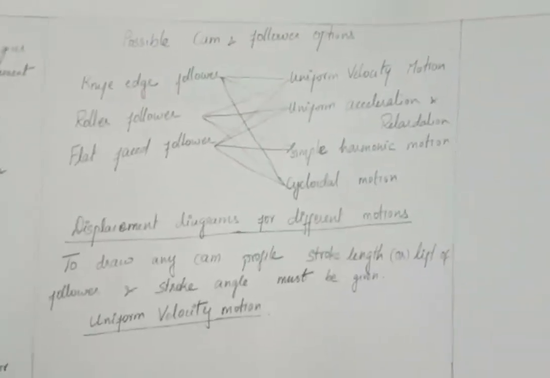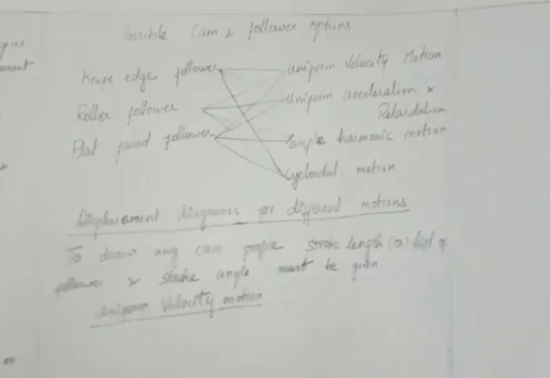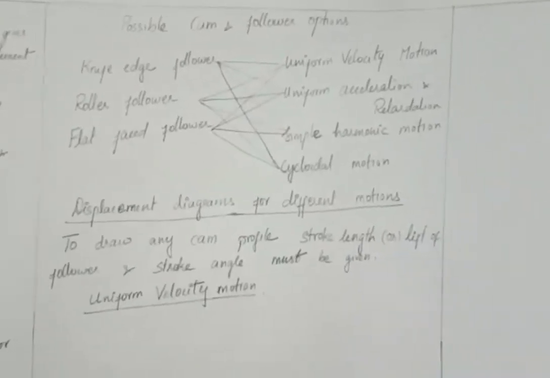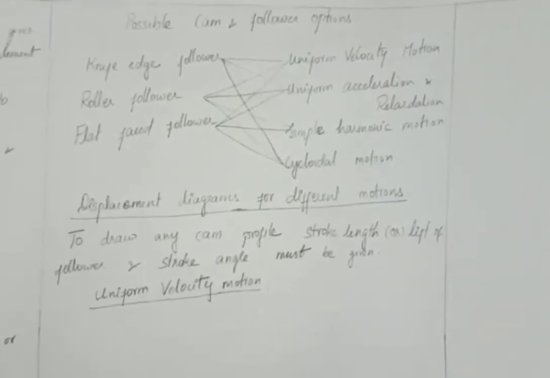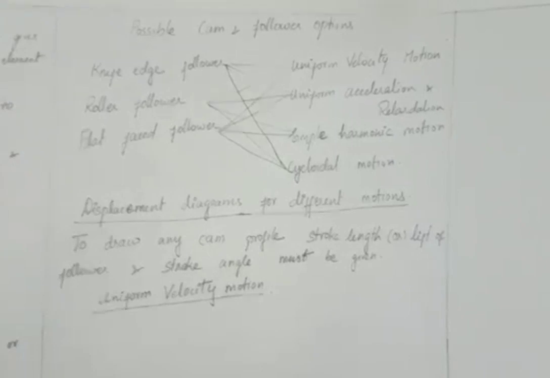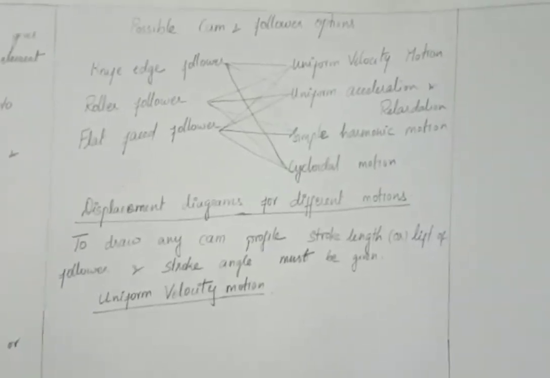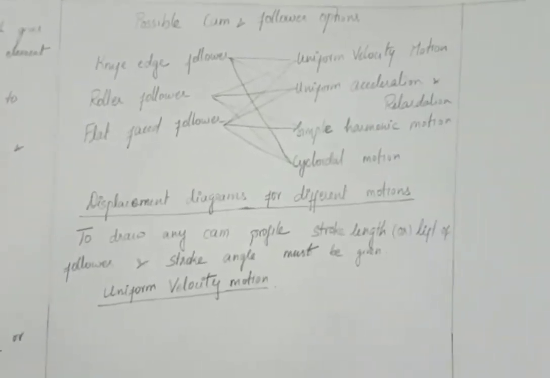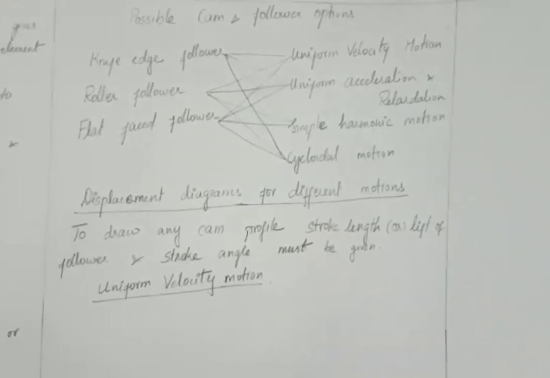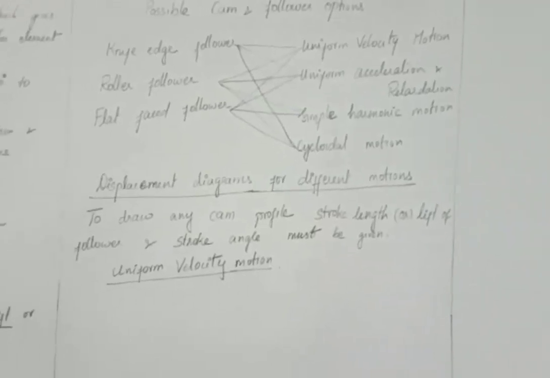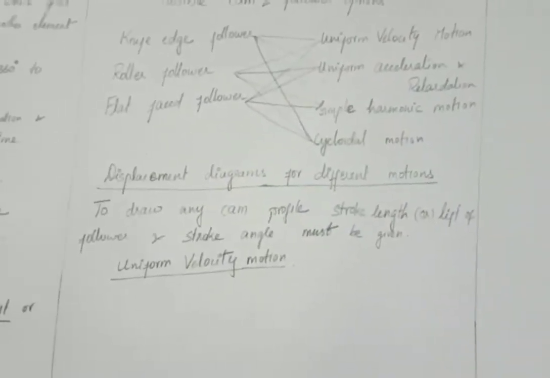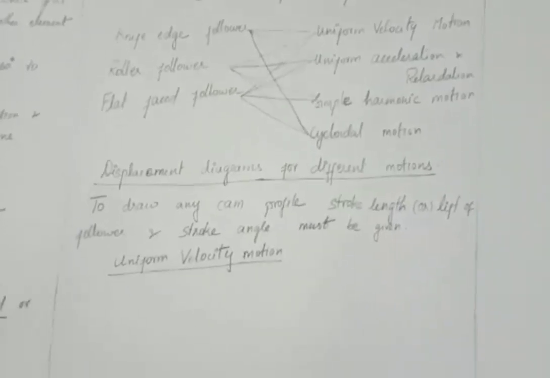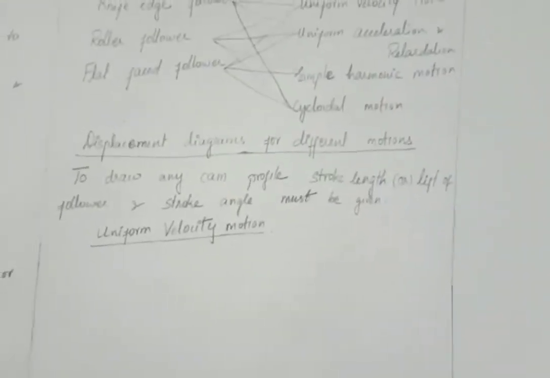So in this diagram you can see these possibilities: knife edge follower with uniform velocity motion, uniform acceleration and retardation, simple harmonic motion, cycloidal motion. In the same way, roller follower and flat face follower also. So there are 12 possible ways of getting the cam and follower motion. The displacement diagrams for different motions I'll draw now, and the construction of the cam and follower continues as follows.